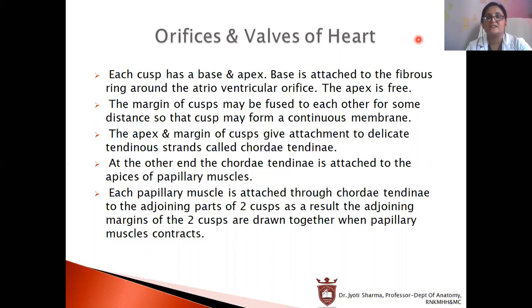The margins of cusps may be fused to each other for some distance so that the cusps form a continuous membrane. The apex and margin of the cusp give attachment to delicate tendinous strands called chordae tendineae. At the other end, the chordae tendineae are attached to the apex of papillary muscles. Each papillary muscle is attached through chordae tendineae to the adjoining parts of two cusps. As a result, the adjoining margins of the two cusps are drawn together when the papillary muscle contracts.